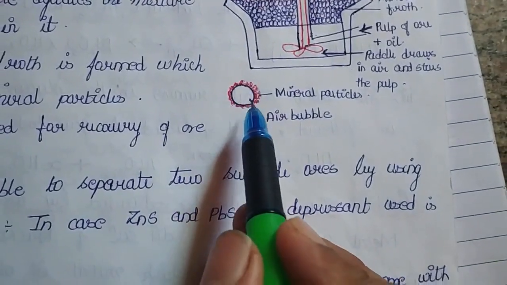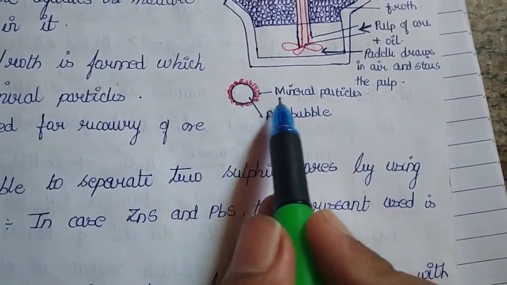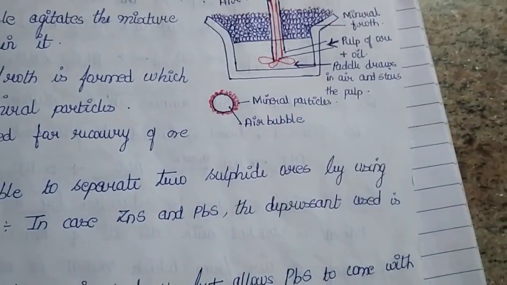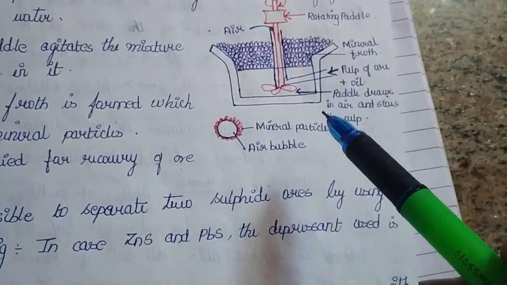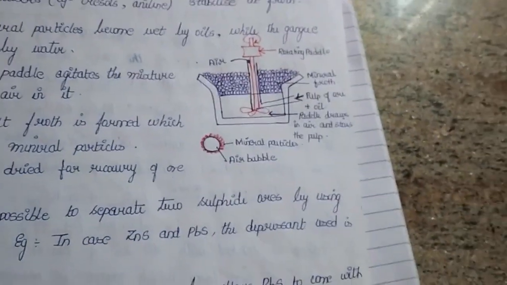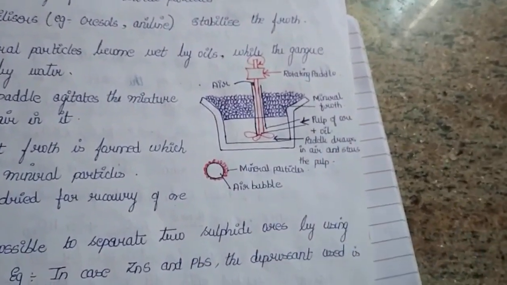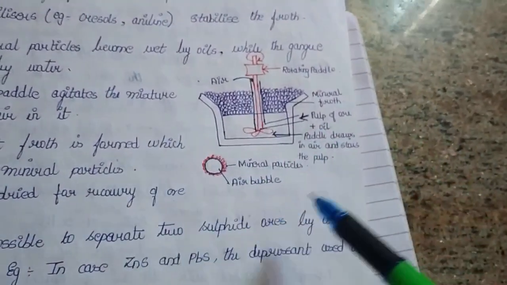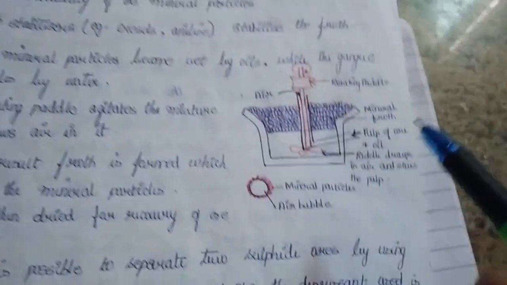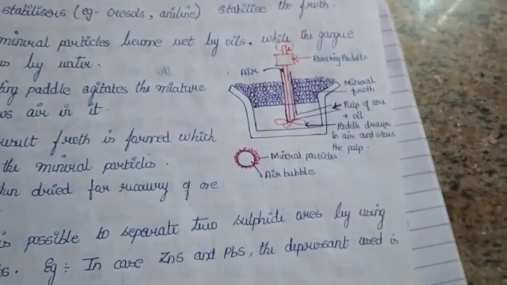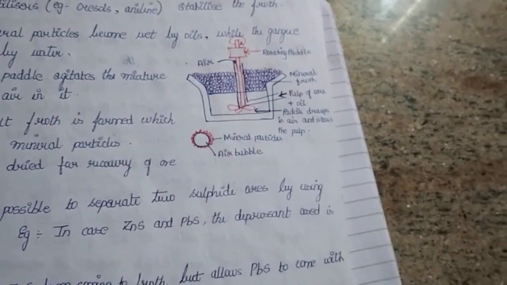That is, each bubble will be adsorbed with your mineral particles. So the process which is taking place is an adsorption process, very much important in your froth flotation. To concentrate the ore in froth flotation, it undergoes the adsorption phenomenon.